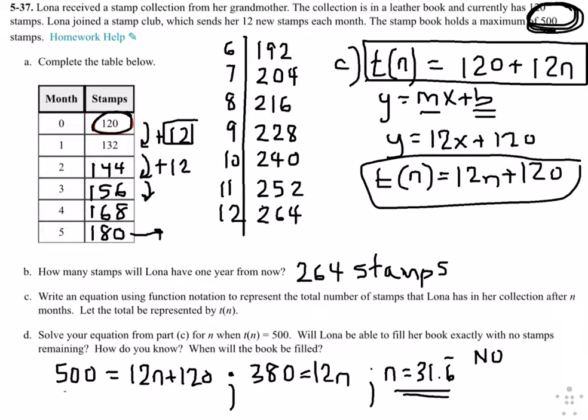And then it says, when will the book be filled? Well, clearly it can't be filled at 31.6 months because she doesn't get them partially through the month. So it will be filled in 32 months, right? Is when the book would be filled. And actually, it'll have more than the 500, right? It'll have 500 and some.